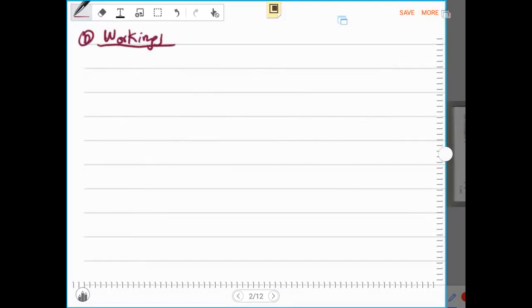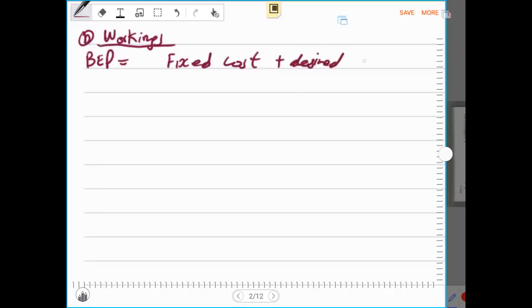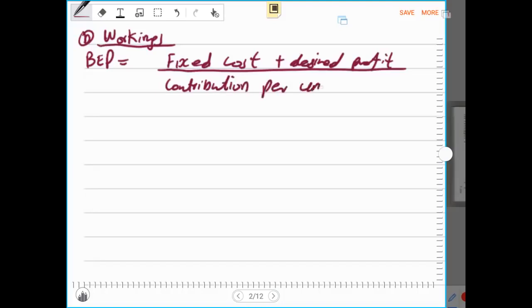So now let us calculate first the break-even point, which is in units, which we know is total fixed cost. And to our fixed cost we have to add the desired profit or the desired return, which in this case is still the same 25,000. Then we divide this by contribution per unit.